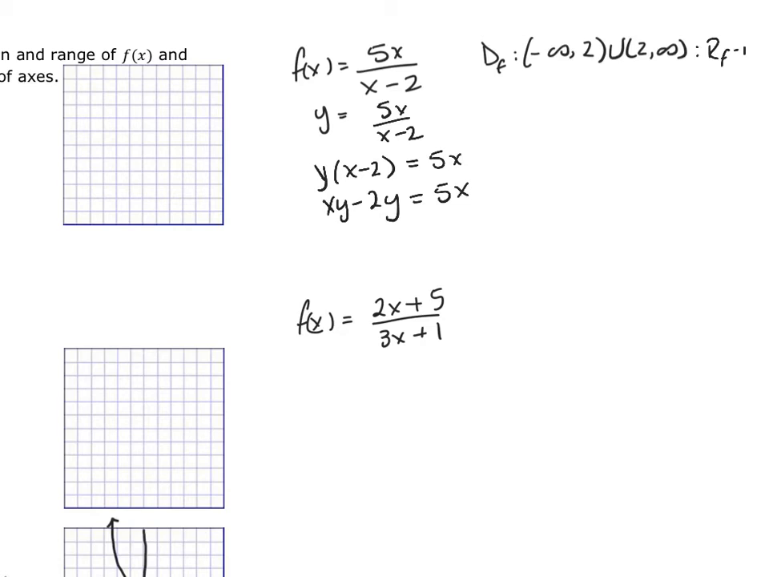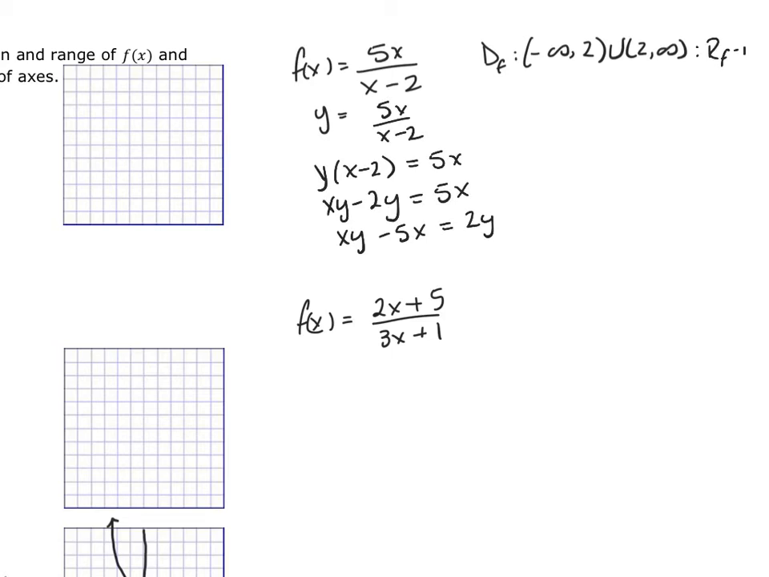Anything that has an x attached to it will go to one side. Anything without an x attached to it will move to the other side of the equal sign. And so I'm going to bring the 5x to the left. I'm going to bring that negative 2y to the right. So I have xy minus 5x is equal to 2y. And if you did it the other way, that's totally fine.